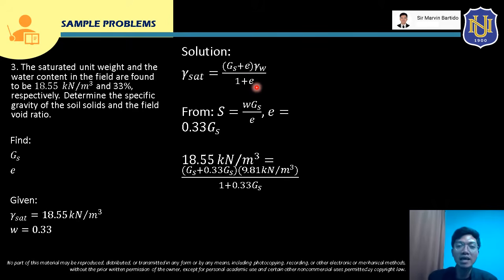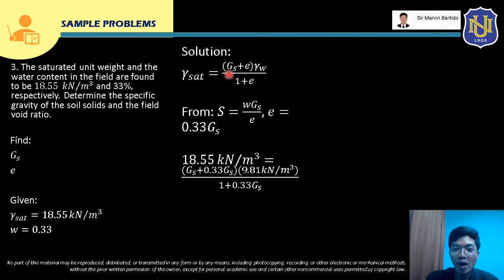Tama? So, substitute natin. So, yung gamma sat natin, class, is 18.55 kilonewton per meter cube. And then, yung G sub S, unknown. Yung e natin, pwede nating palitan in terms of 0.33 G sub S. And then, yung gamma w natin, 9.81 kilonewton per meter cube.